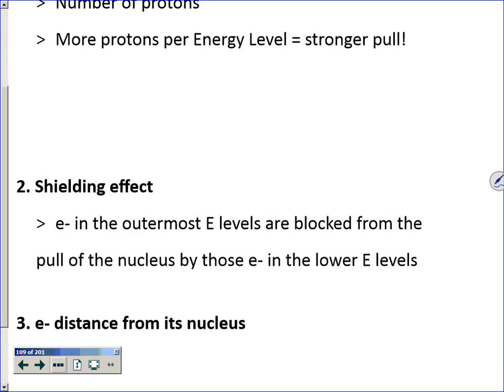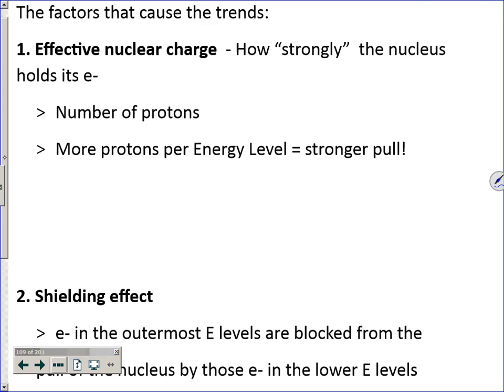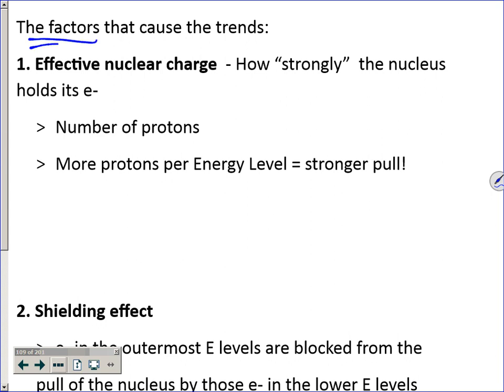Let's scroll back down in a second. Let's start back up here at the top together. All right, so the factors that you would mention if I said what two factors cause the 4 trends we've been speaking of, the two, just simple and short factors are effective nuclear charge and electron shielding.